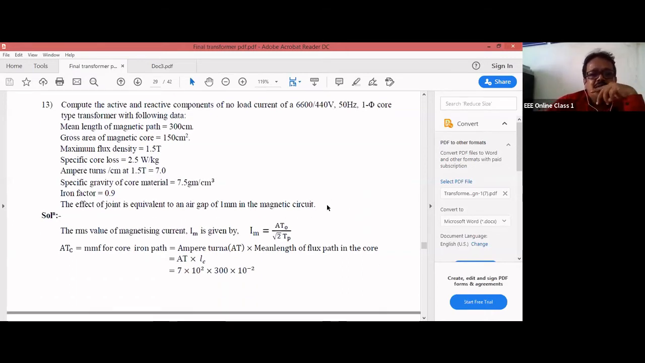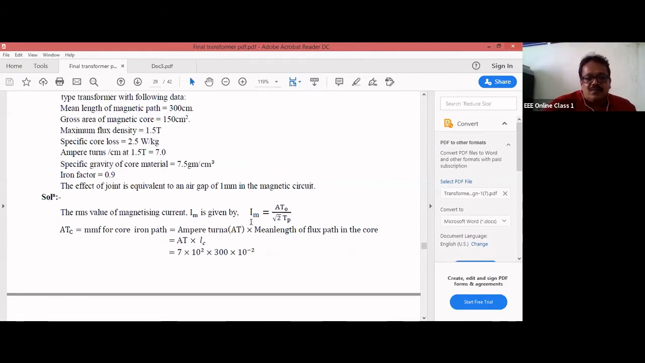Once again, now you have to find out the no load current I naught. I naught is under the root of IC square plus IM square. So let us calculate the RMS value of magnetizing current IM. IM is given by AT naught divided by root 2 into TP. AT naught is equal to ampere turns. So we have to calculate the ampere turns of the core, the ampere turns of the yoke, and then the ampere turns of the joints. All the things you have to find out.